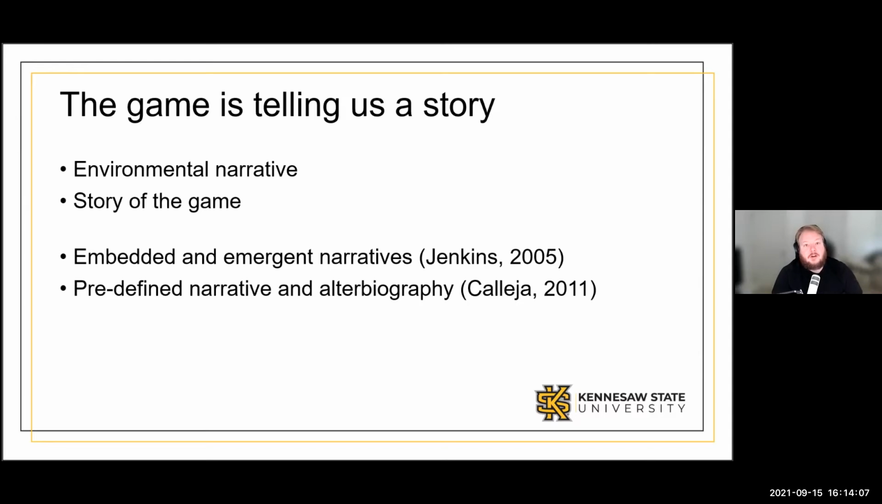The alter biography, however, is where this gets interesting, because this is the key thing that enables us to talk about user experience. The alter biography is the story of how I played the game from my perspective. So it's the biography I write of my time in the game. It's not necessarily an emergent narrative, but it's also not necessarily the order by which someone did the quests, as it is the order by which I did the quests.